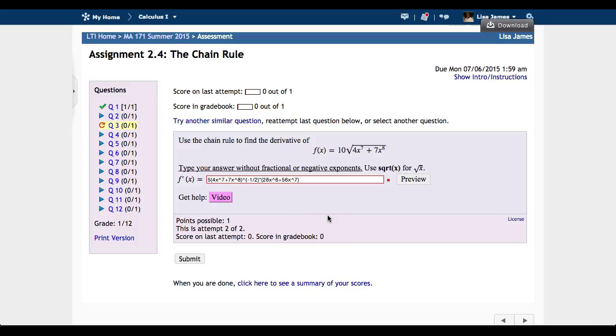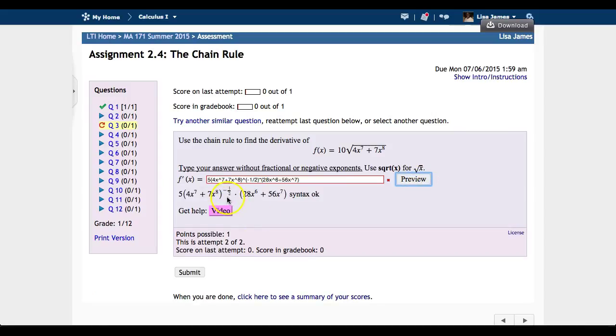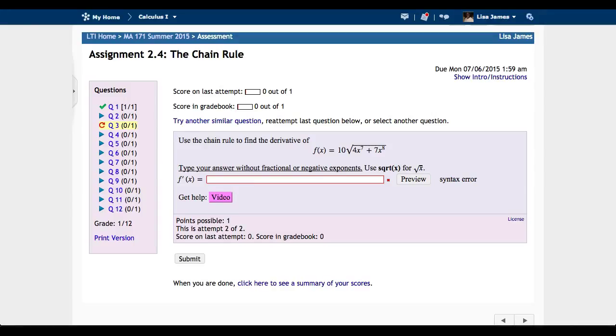requested. So let's go back and rewrite this so that instead of us having it written with negative 1/2 power, we're going to rewrite this so that we don't have any negative exponents and we don't have any fractional exponents. So rewriting this problem from our previous answer, I'm going to need to write this as a fraction.